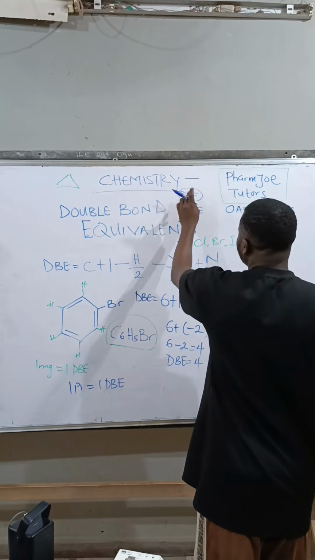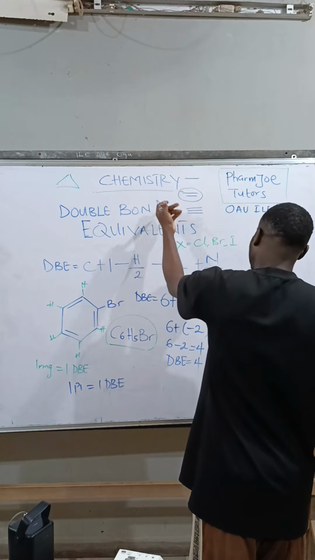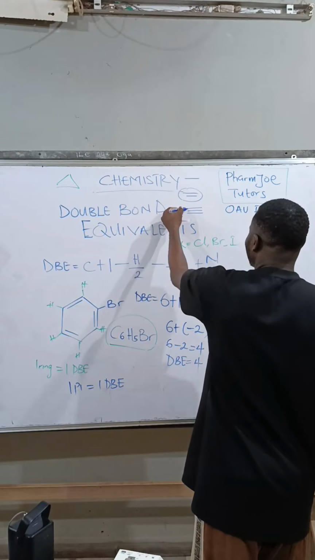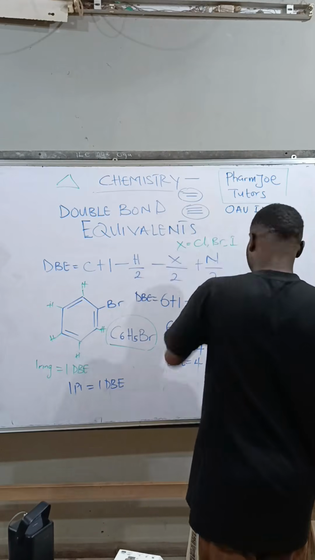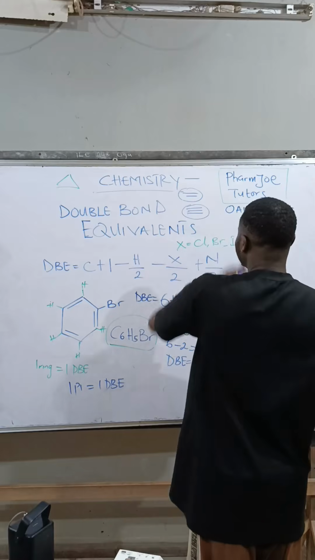If you have a double bond, 1 is sigma, then 1 is pi. Now, if you have a triple bond, you can have 1, 2, 3. This is the case of triple bond. If you have a triple bond, 1 is sigma, then 2 is pi.